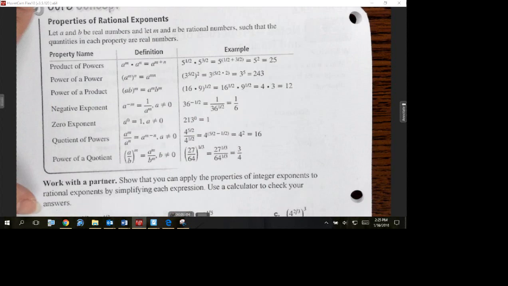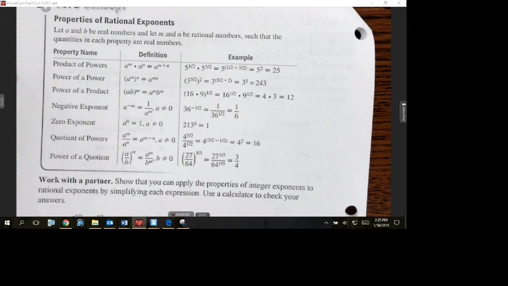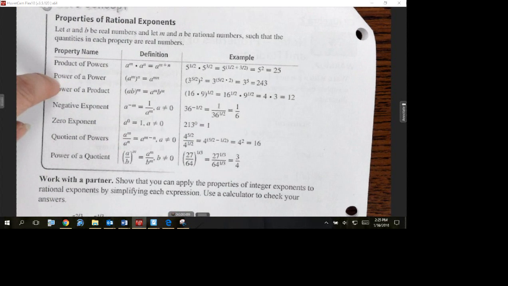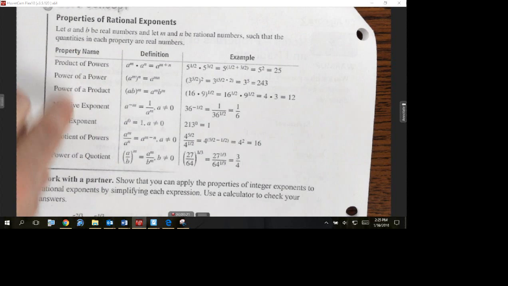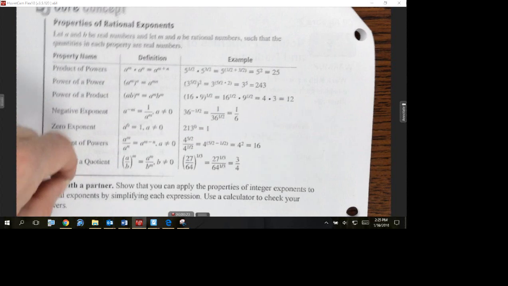Section 5.2, we're doing properties of rational exponents. So we've actually already reviewed properties of exponents, and we've reviewed how to add, subtract, multiply, divide fractions. We've already reviewed everything. We're putting it together. So up here is just a review again of all the different properties of exponents.